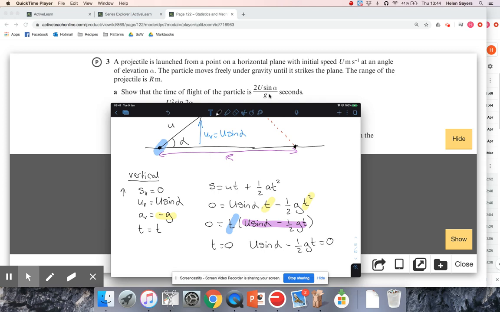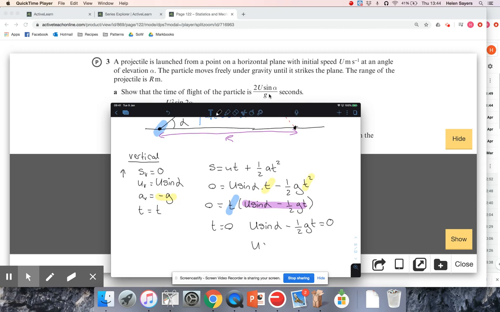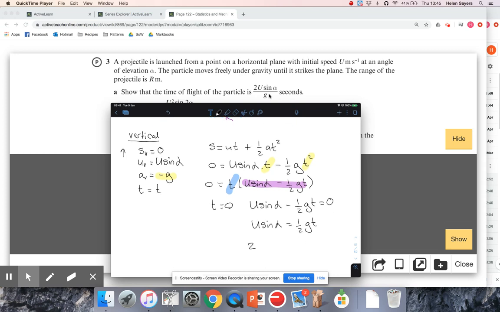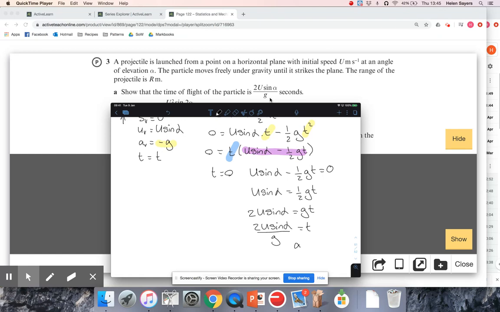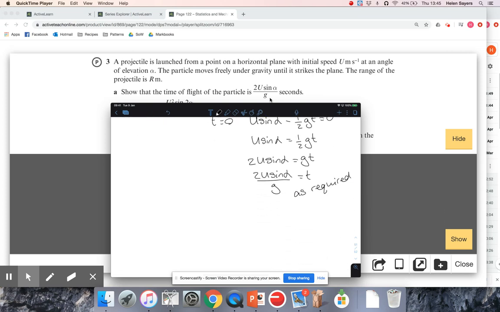So if I rearrange that to make t the subject, to avoid having negative coefficients, I'm just going to add the ½gt over. So I'm going to multiply by 2 to cancel out the half, and then I'm going to divide by g, and I'm going to look back to the question and just double check. Brilliant, yep, we have got exactly what they wanted. Just a brief conclusion as it was a proof. Okay, one down. So that was part A.